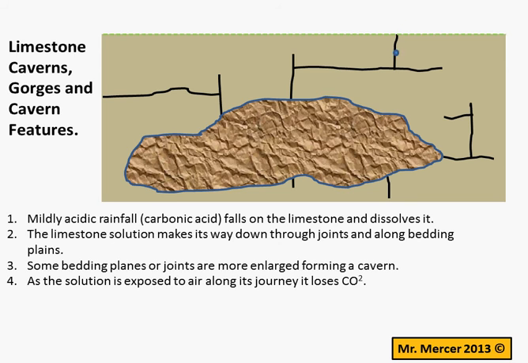Okay. As the solution makes its journey down through the joints, bedding planes, and from the roof of the cavern, it's exposed to the air. And this means that carbon dioxide, or CO2, is evaporated from it. Now, whenever you evaporate a liquid, whatever solid particles are within the liquid get left behind. And this results in something called calcite being deposited on the roof of the cavern where the drips are dripping from the roof of the cave.